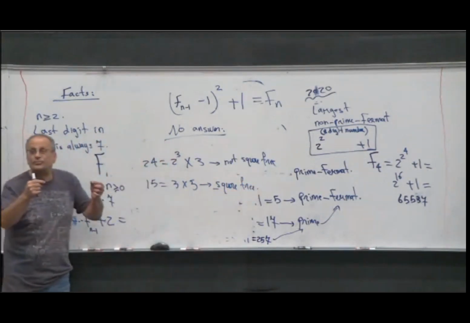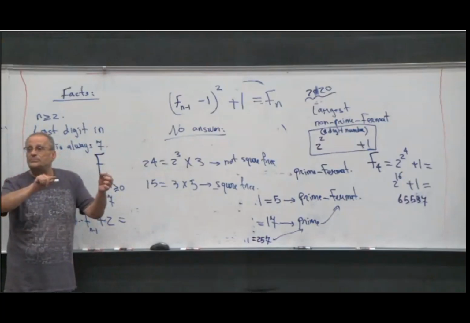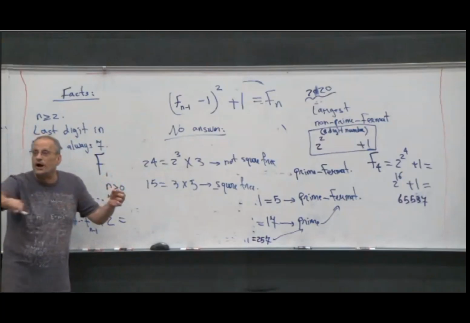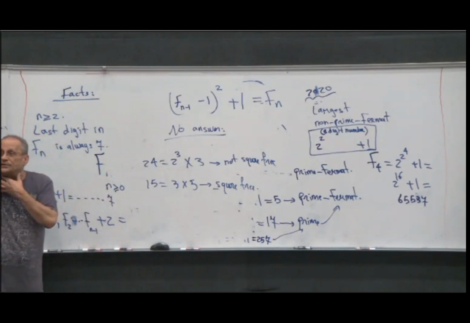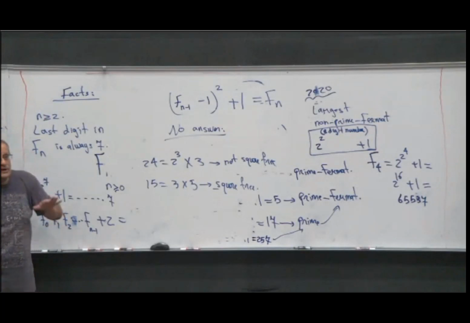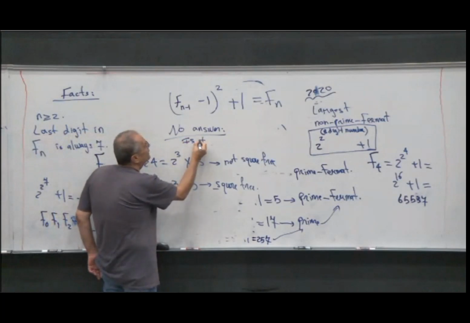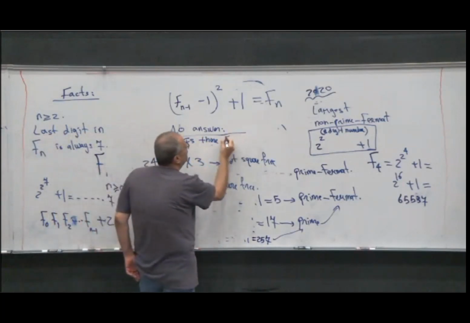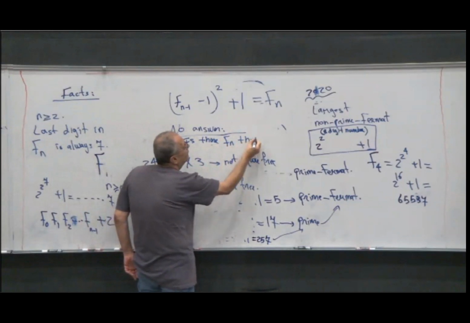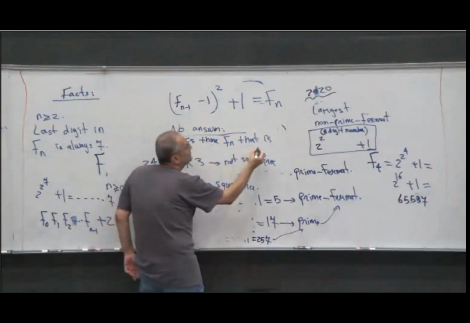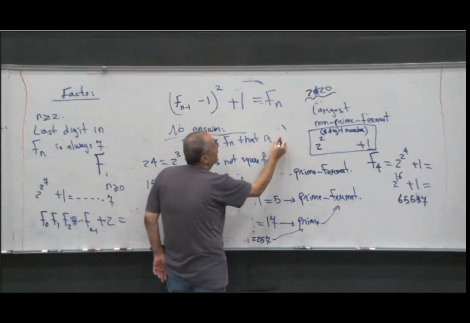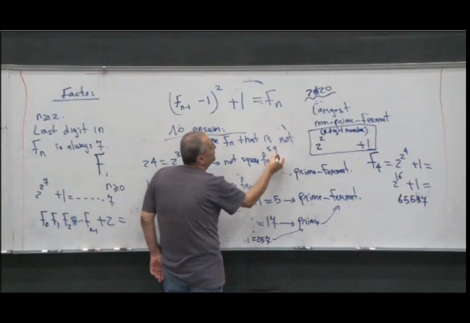So what does square-free mean? The number can be written as distinct primes, and all the powers are 1. Not square-free means at least one of the primes has to be to some power. Till this minute, this is not known. Is there an Fn that is not square-free?